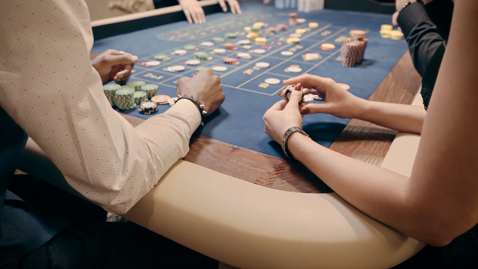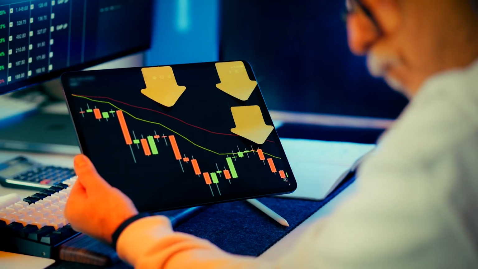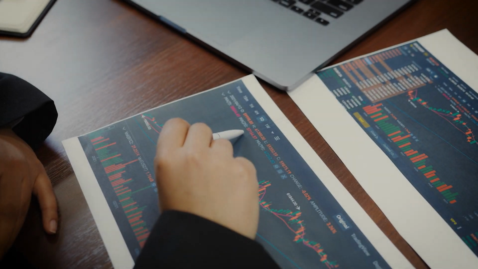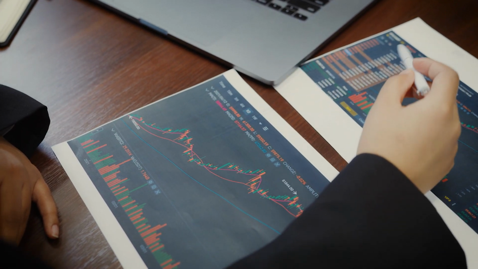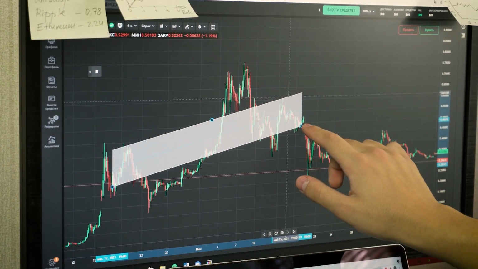The first thing every beginner should understand is that trading is not gambling. Successful traders follow a plan and manage risk carefully. Before placing a trade, traders analyze charts. One of the most important concepts is support and resistance.